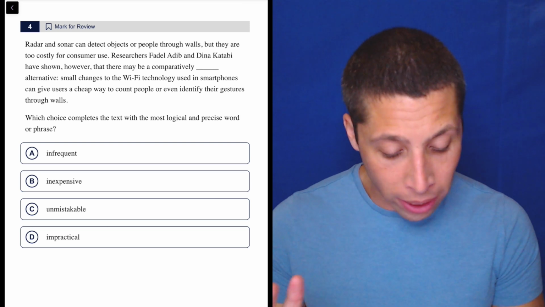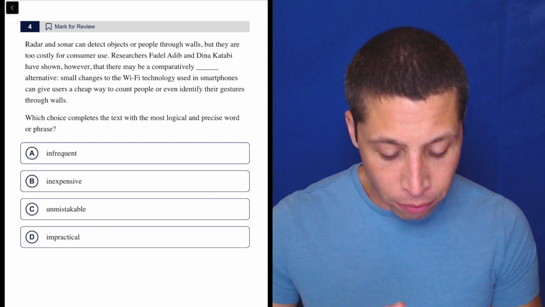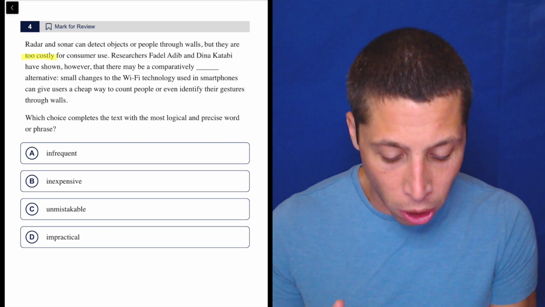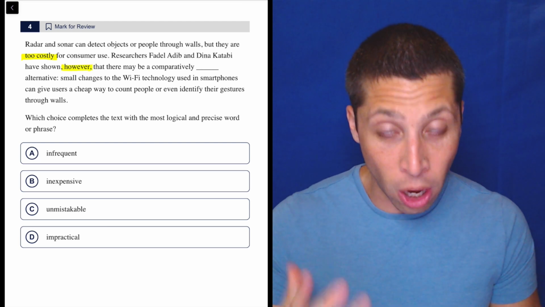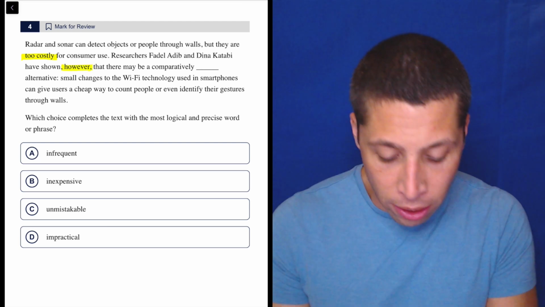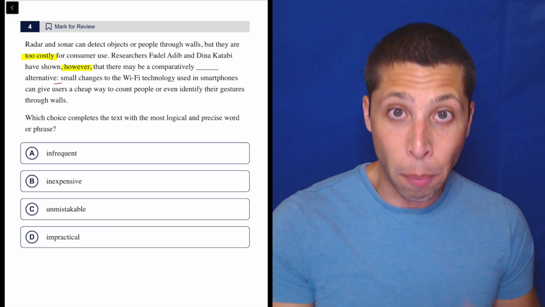So even before I get to that colon, I'm already kind of looking back a little bit and being like, okay, we talked about them being too costly. Now we have a "however," there's some sort of contrast. So maybe we're talking about money in some way. Let's read though. The colon often tells us that we're repeating ourselves.